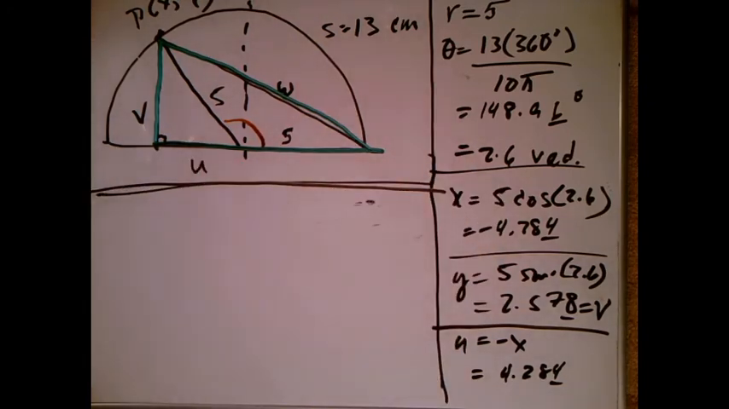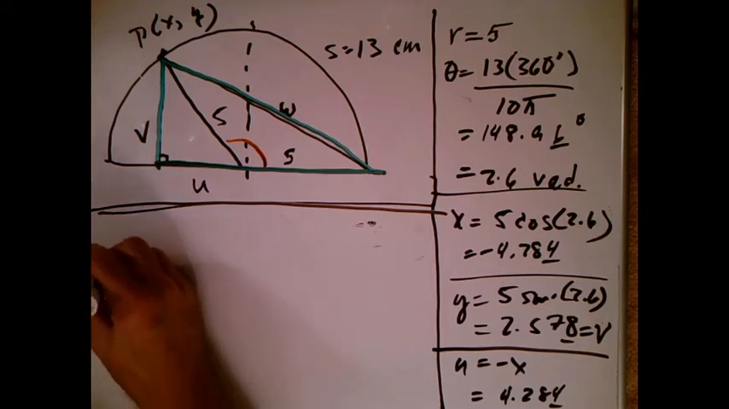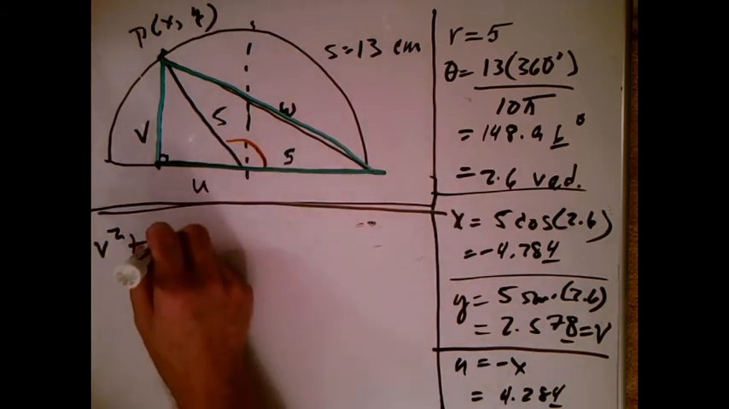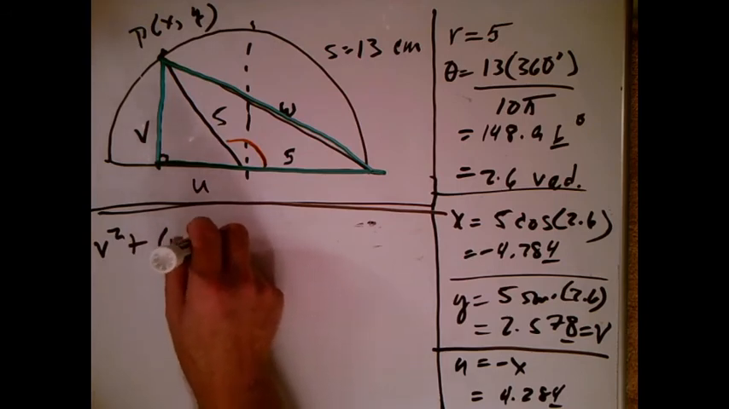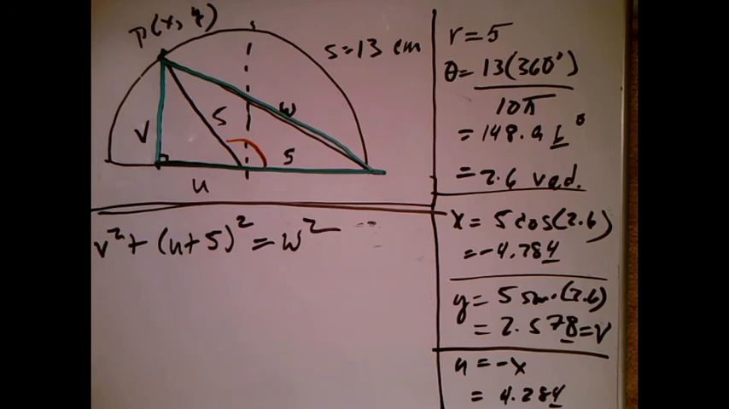And the last thing they asked for was w. This is the one that requires, I think, everything we have. But we now have a unit circle and a right triangle that involves w. So I can see right away here that v squared plus this whole length here, well, that's u plus 5. So I'm going to write down v squared plus u plus 5 squared equals w squared, like that.